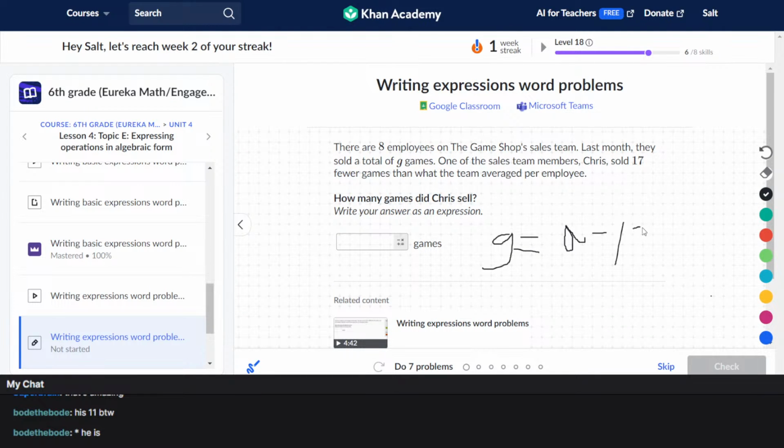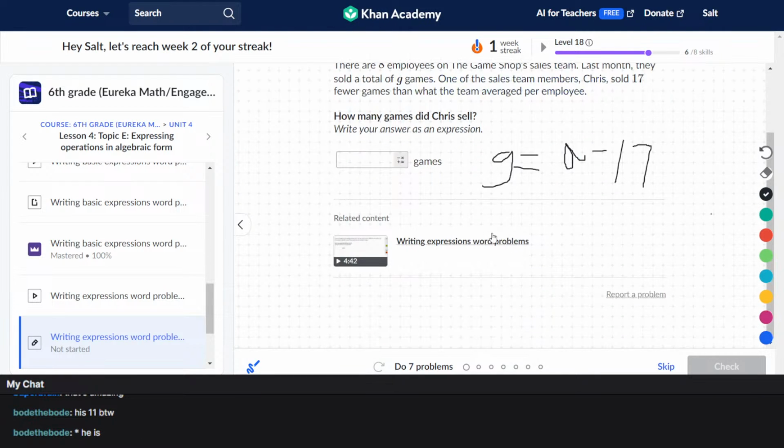Minus. Wait, what? Oh wait, it's an expression. So I just have to say, I don't have to give the number, right? Superbrain says yeah.